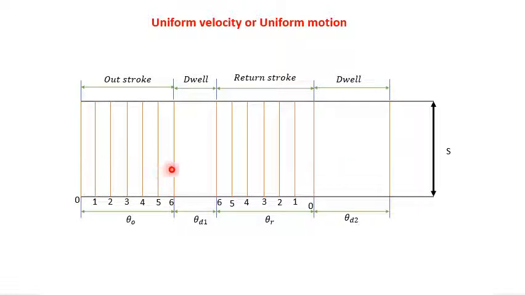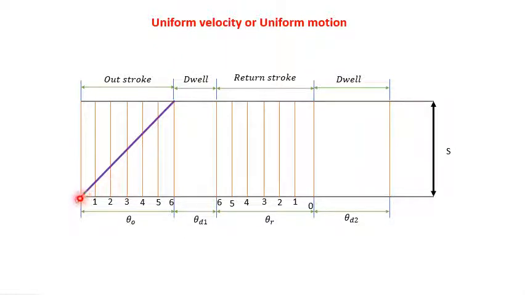So there are 6 even equal number of parts in the outstroke. Here also in the return stroke there are 6 even equal number of parts. Okay, so once this much is over, then we have to draw the diagonal line like this. So this diagonal line should be like this.